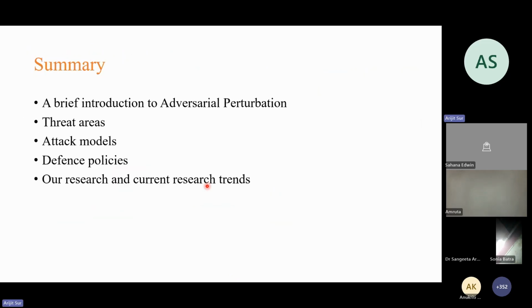With this, I summarize what we have discussed in these last 1.5 hours: a brief introduction of adversarial perturbation, the threat areas and threat models, defense policies, and our research and some current research scopes, so that we can discuss.